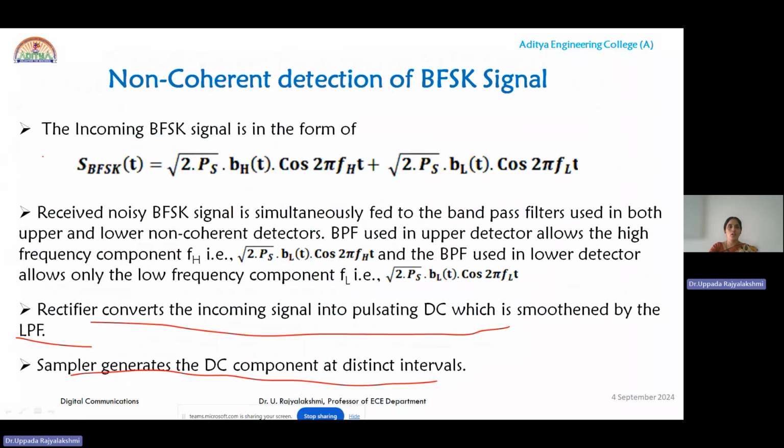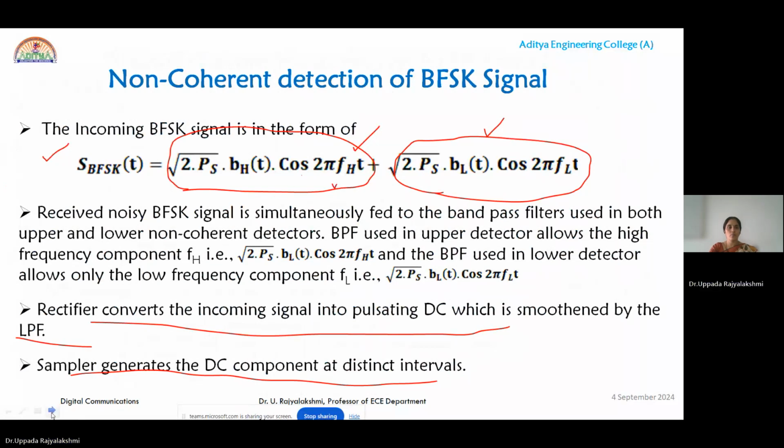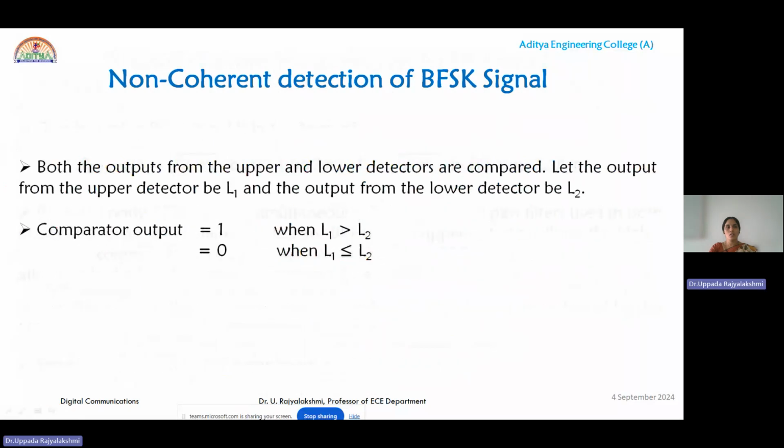So as a whole, the output of the upper detector is due to FH only, because the upper bandpass filter allows only the FH component, and the lower detector allows only the FL component. Now the comparator takes the difference between L1 and L2. If L1 is greater than L2, the output is detected as 1. Otherwise, the demodulated output is 0.